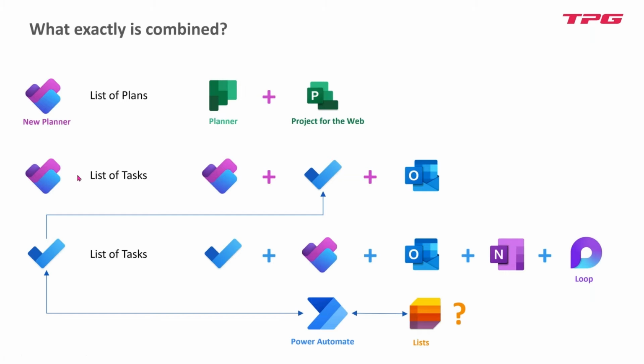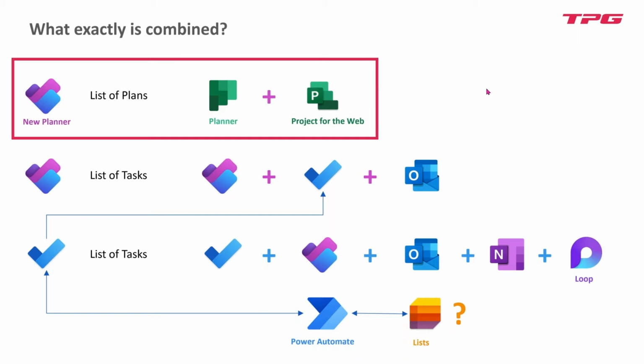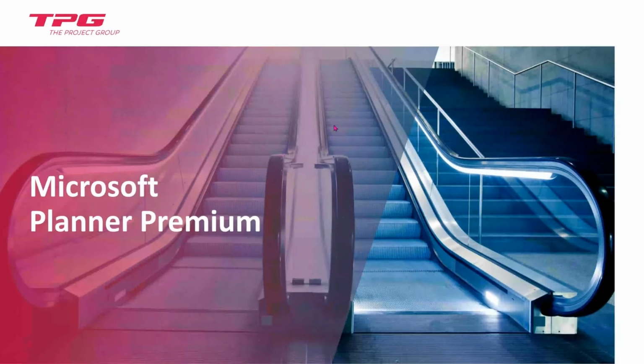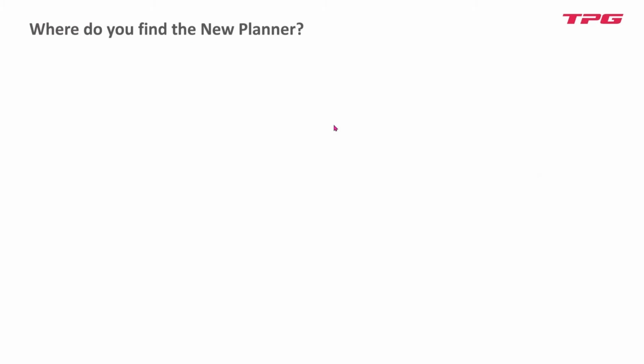The other things here, all about tasks, where the tasks are combined from To-Do and Outlook, marked emails, OneNote and Loop and lists and stuff like that, we do not cover in this webinar. This was covered already in the webinar the hour before. So in this webinar, we focus on project management. So we focus on New Planner and Project for the Web functionality called Premium Template. Let's go for this. And just three slides about the data and stuff like that.